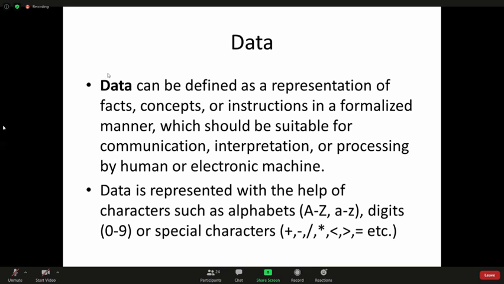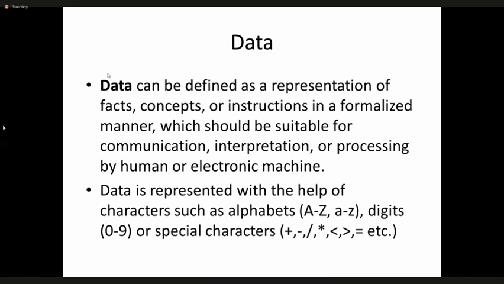here we are dealing with data. If we give the definition of data, it can be defined as a representation of facts, concepts or instructions in a formalized manner, which should be suitable for communication, interpretation or processing by humans or electronic machines.